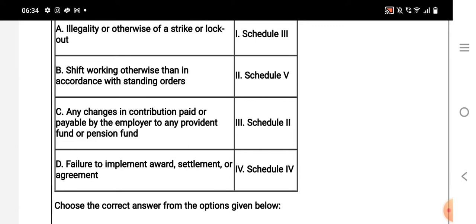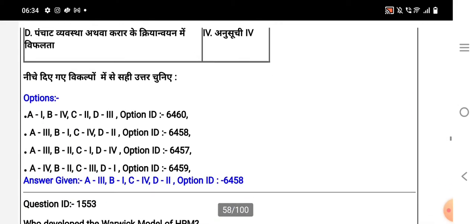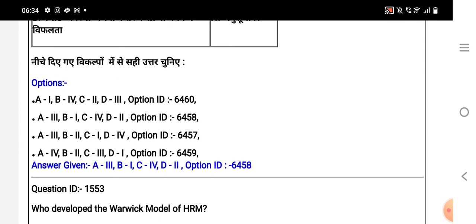Any changes in contribution paid or payable by the employer to any provident fund or pension fund. So this is mentioned under schedule 4. Failure to implement award, settlement or agreement. This is mentioned under schedule 5. So A का basically 3 होगा, B का 1 होगा, C का 4 होगा and D का 2 होगा. So the right option is option number 2. Option ID is 6458.